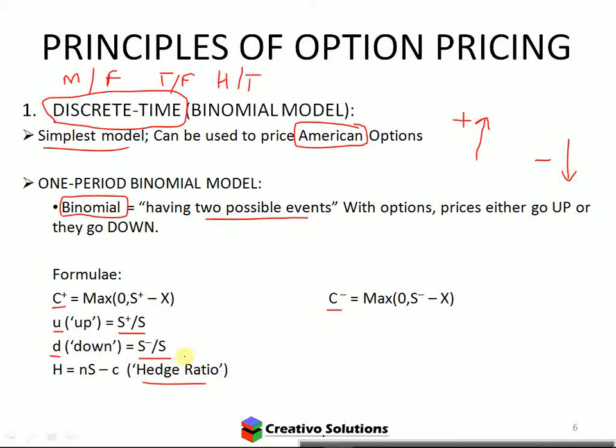Hedge ratio: the relationship of the quantity of an asset being hedged to the quantity of the derivative used for hedging. So we're looking at a relationship between the two: the quantity of the asset being hedged versus the quantity of the derivative used for the hedging.